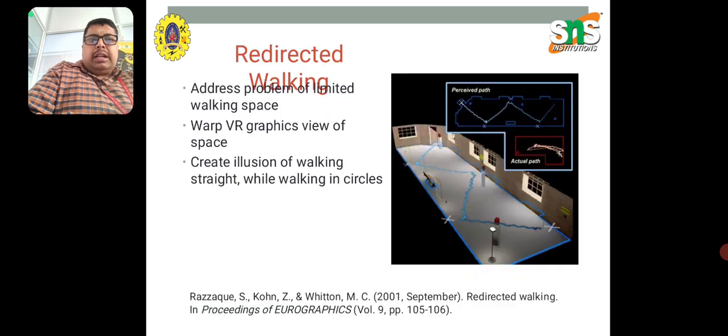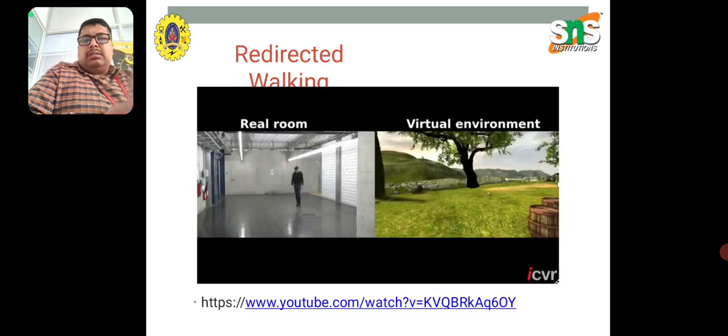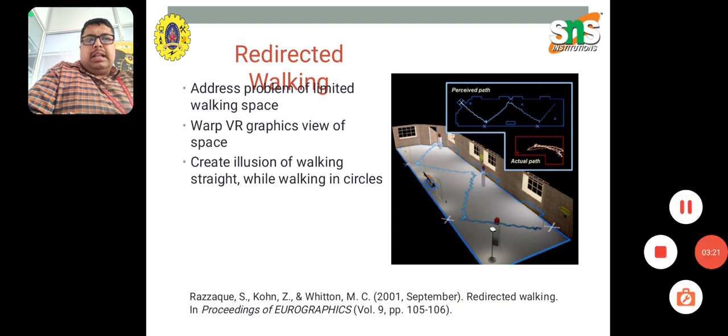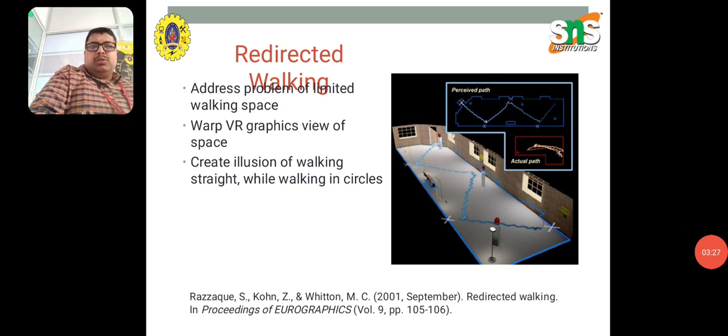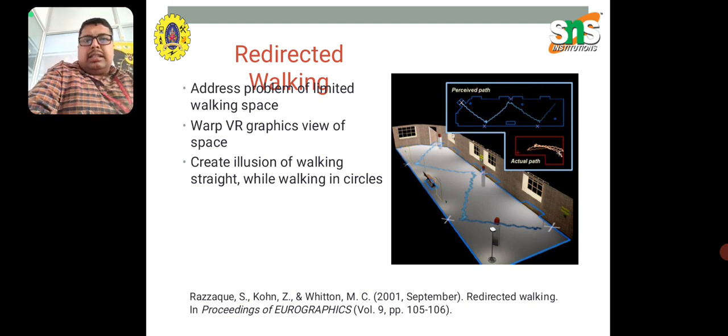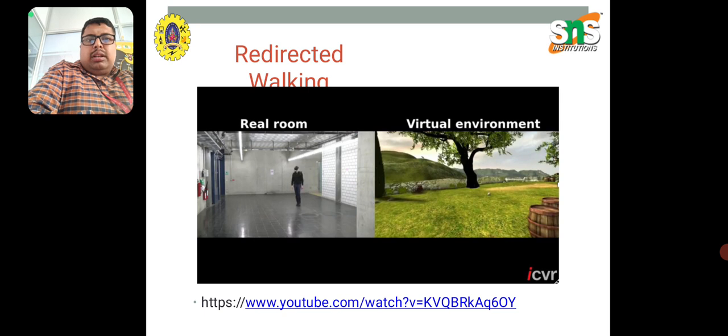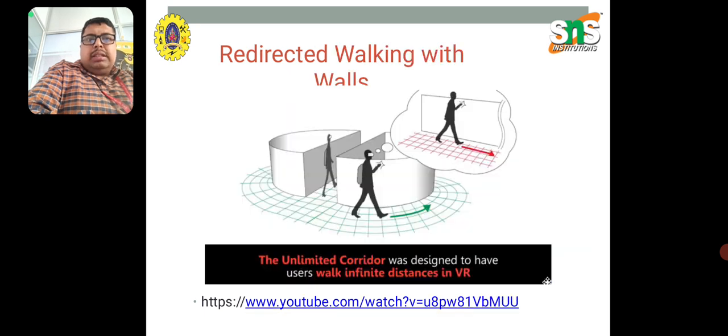Next we have redirected walking. This redirected walking addresses the problem of limited tracked walking space. It warps the VR view of the space. It creates the illusion of walking straight while actually walking in circles. This is what the real room and the virtual environment will look like. This redirected walking will be like this.